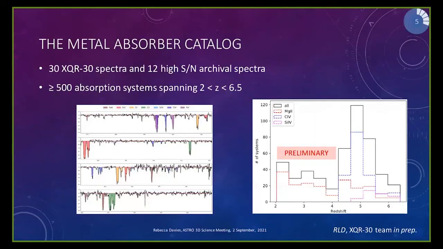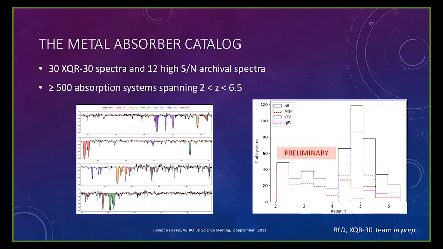Our goal in this project is to use the XQR30 data to measure the typical properties of metal absorbers at redshift 6, and then to quantify how these differ from the typical properties of absorbers at lower redshifts. The first step in this project is to build a catalog of metal absorption lines in the quasar spectra, and I have been leading the effort to produce this catalog. The input dataset consists of the 30 XQR30 spectra, as well as 12 high signal-to-noise archival spectra of quasars at the same redshifts.